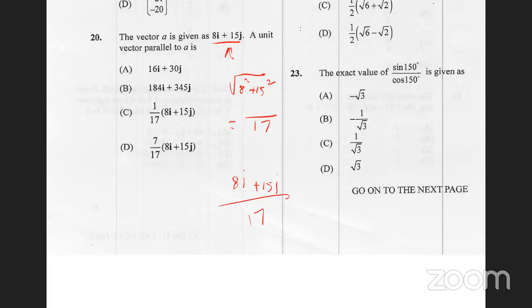And then they want it parallel. So it can't be 1 because that'll be the unit vector, not parallel. And so all we need is a multiple, any multiple, right? So that could work. D is the answer.